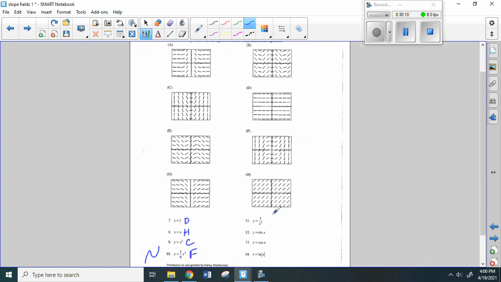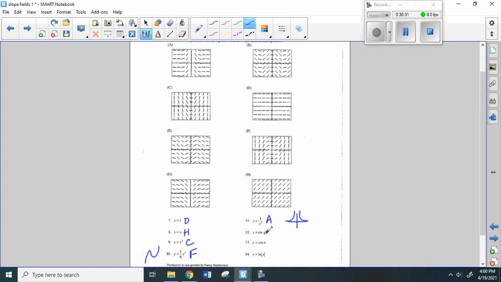Okay, 11, 1 over x squared. Right, you have to remember what that might look like. 1 over x has your curves in your opposite corners. 1 over x squared would put them both above the x-axis. And then if I shifted that up or down, that would be the plus c part. That actually looks like letter A.